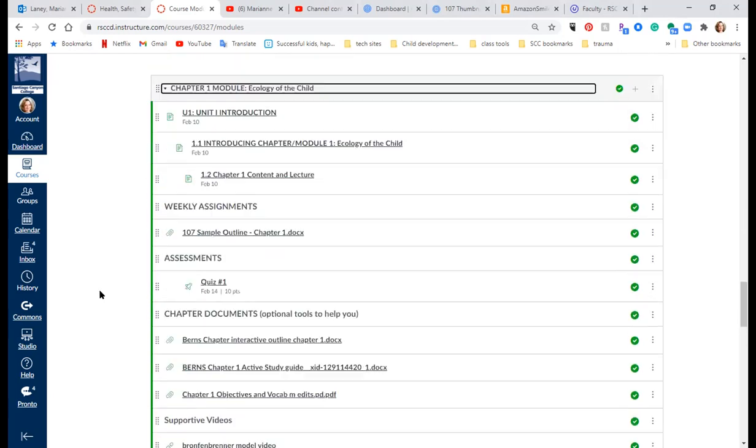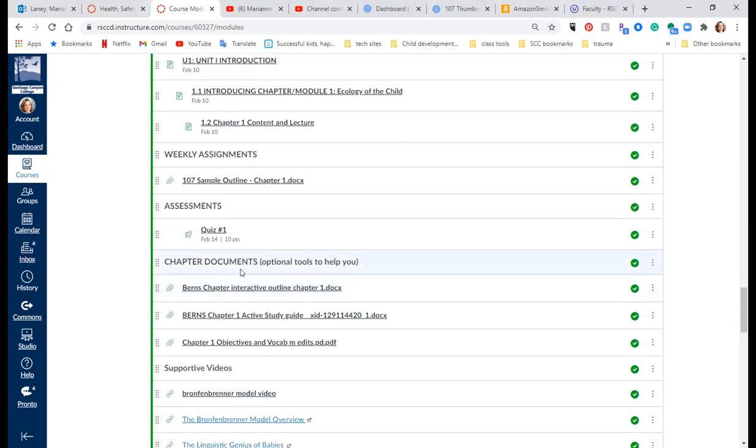So check this out. I do this thing, chapter documents, optional tools to help you. Here's an interactive outline. Basically, it's an outline where I took some stuff out, and you can handwrite those things in, snap a picture, and turn that in for your outline. Yeah, I'm cool with it. You don't have to recreate the outline from scratch. You don't. This is a sample outline from my other class. It just gives you a sample. You can use it or not.